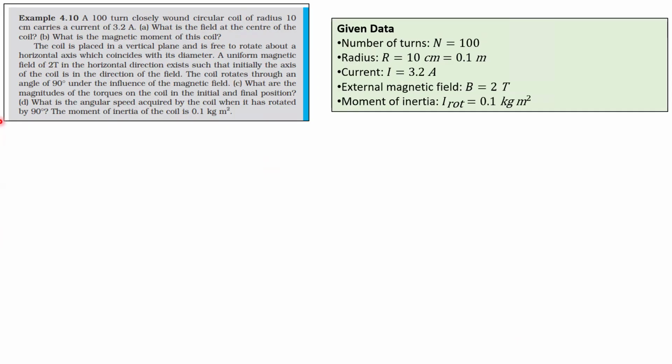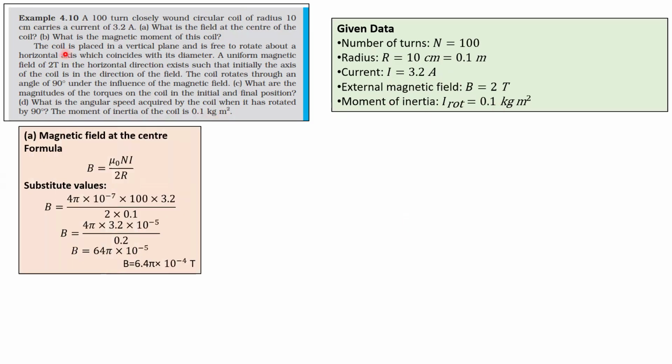Number of turns, capital N equal to 100. Radius is 10 centimeter, that is 0.1 meter. Current is 3.2 amps. External magnetic field is 2 Tesla. Moment of inertia, that is given here, 0.1 kg meter square. Okay. What is the magnetic field at the center of the coil?